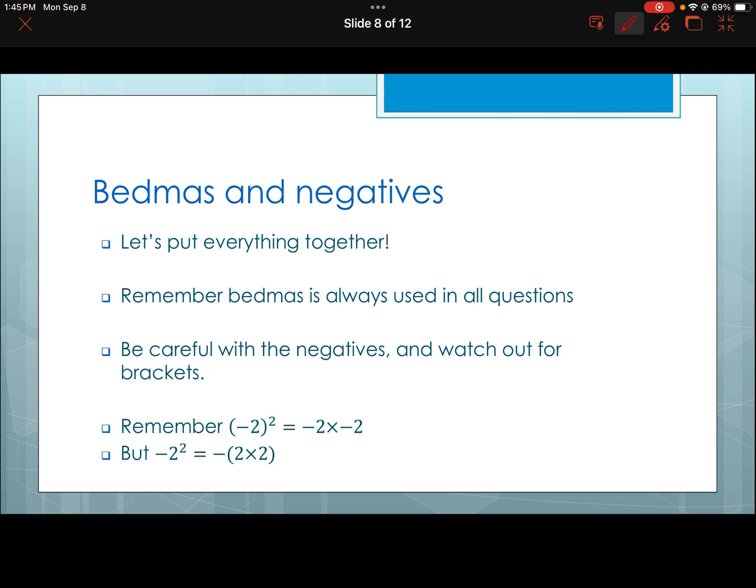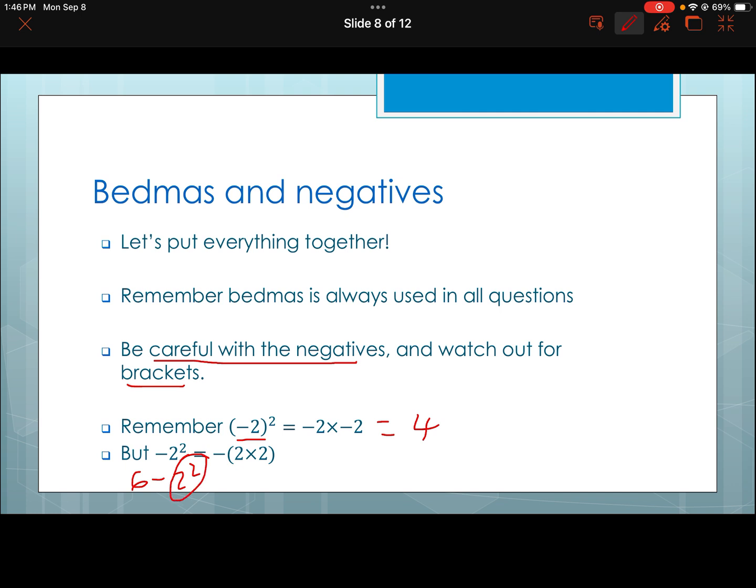Effectively, you have to be careful with negatives in brackets, because here I've got negative 2 squared, right? Now that tells you that's negative 2 times negative 2, right? That's what squared means. It means multiplied by itself. So this gets the answer 4. However, if I have negative 2 squared without brackets, that's me basically saying like it's 6, take away 2 squared, for example. You just do the 2 squared on its own.